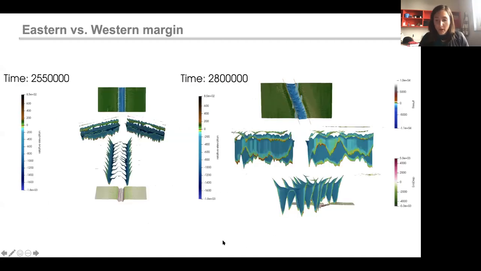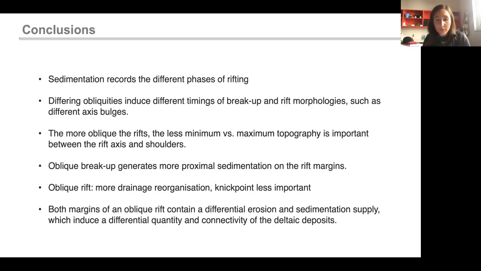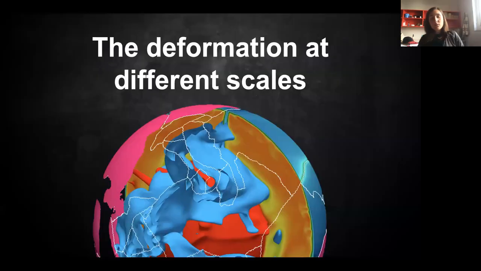We also saw that both margins of an oblique rift contain a differential erosion and sedimentation supply, which induces a differential quantity and connectivity of the deltaic deposits. Okay, so that's the first conclusion and the first part of my presentation.